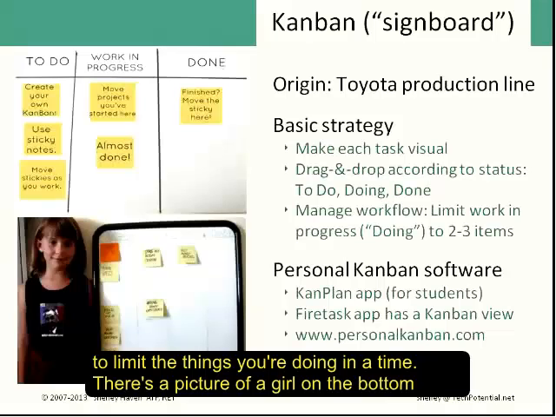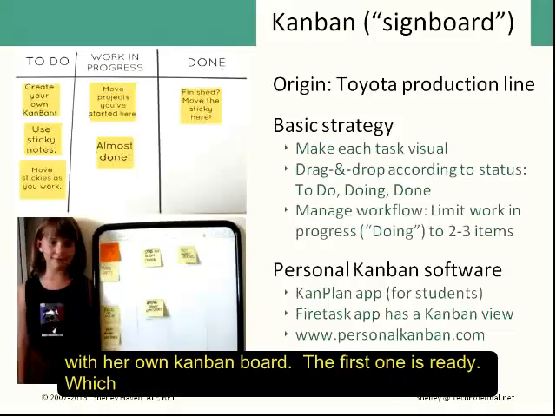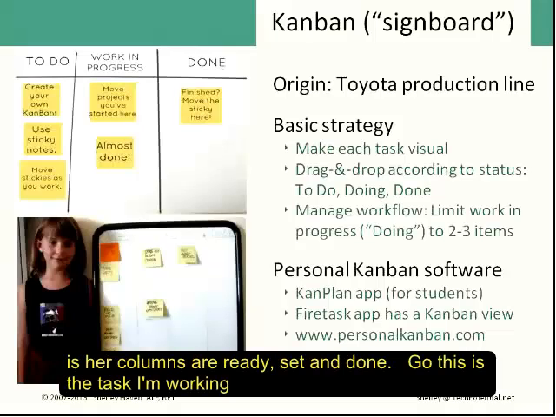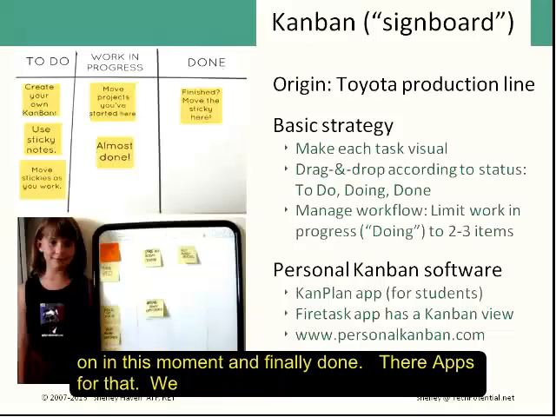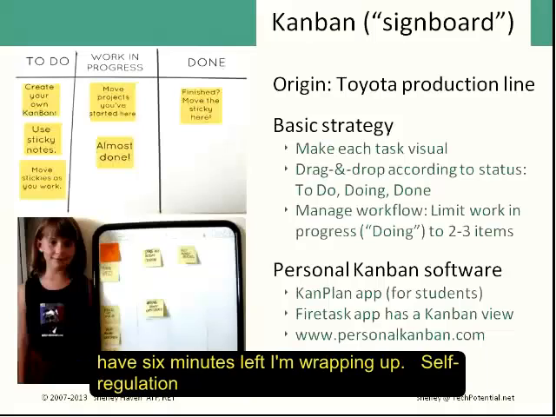There's a picture of a girl at the bottom here with her own Kanban task board. She has 4 columns in her board: ready, set, go, and done. So ready is everything she has to do. Set is I'm prepared to do it, but I'm not working on it yet. Go is, this is the task I'm working on at this particular moment, and then finally done. There are actually some apps that make use of that sort of strategy. One called ConPlan for students. There's another one called FireTask, and I've listed a website that you may want to go to for more information.